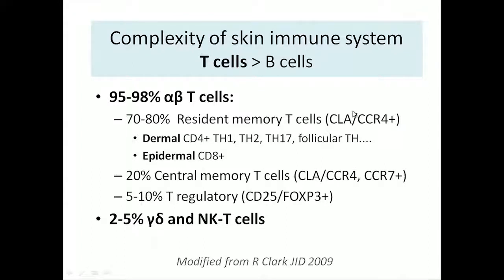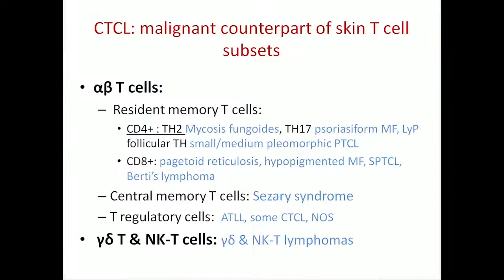They have skin homing markers like CLA and CCR4. Most of those cells in the dermal compartment are CD4. In the epidermis, the ones that circulate tend to be CD8 positive. There is also a subset of cells that comes and goes. Those are the central memory T cells that, besides the skin homing molecules, also express CCR7. There is a small component of T regulatory cells and a small component of the innate immune system.